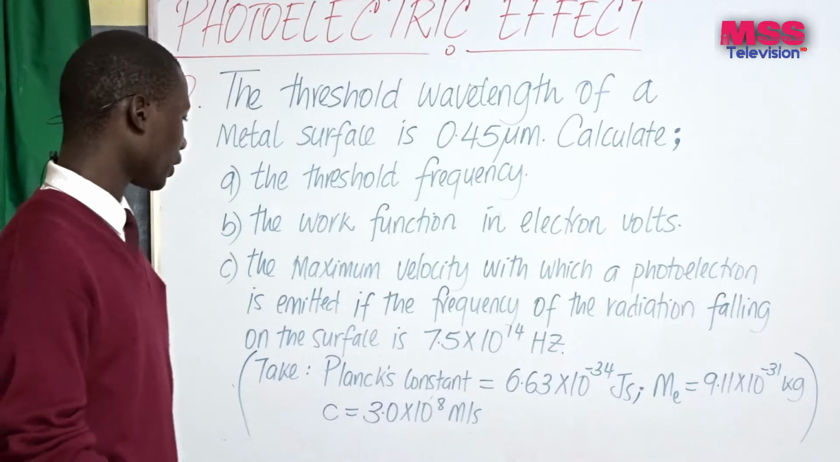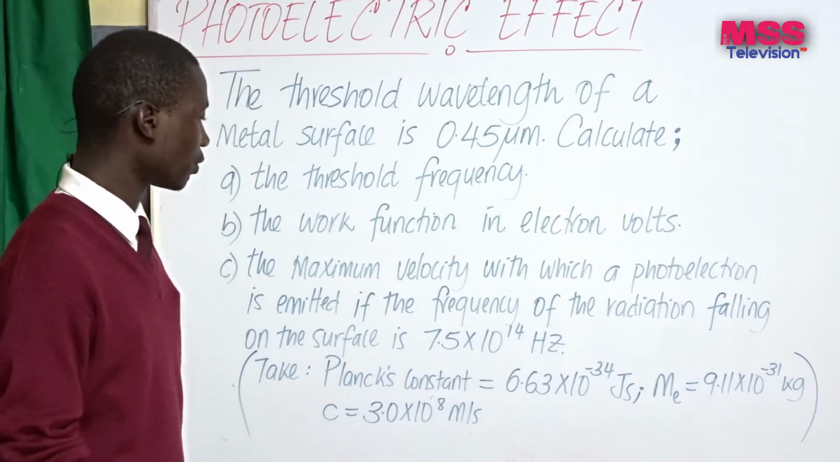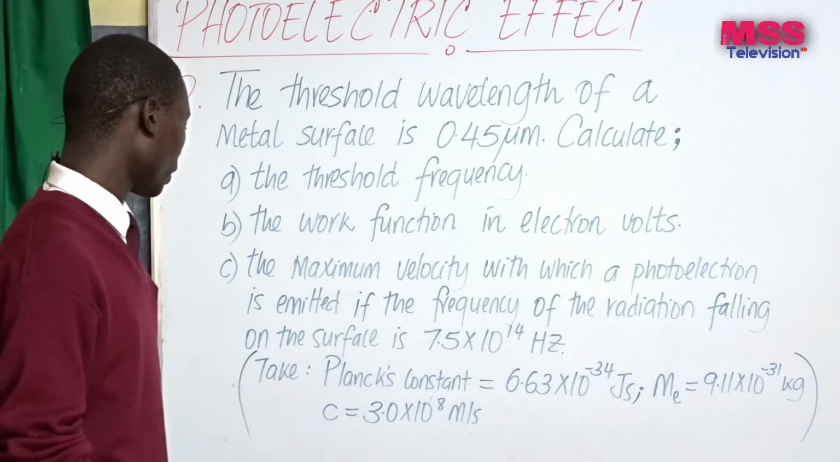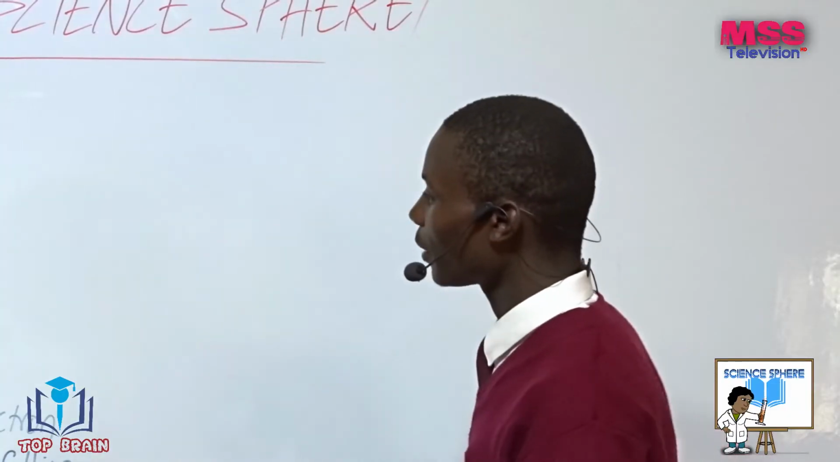Take Planck's constant as 6.63 times 10 raised to negative 34 joules. Mass of electron 9.11 times 10 raised to negative 31 kgs. C 3.0 times 10 raised to 8 meters per second. And this is how we go about the question.